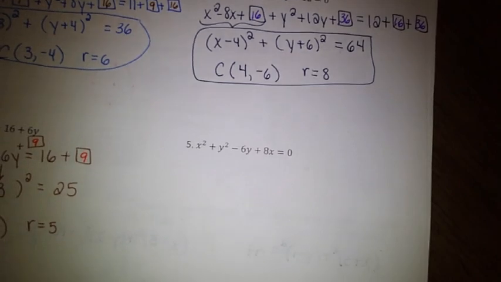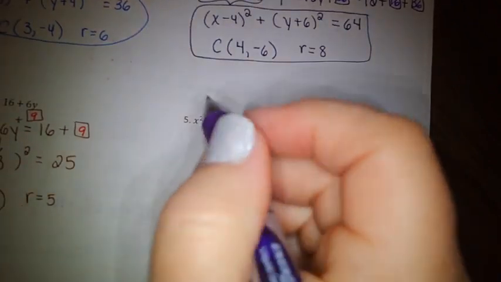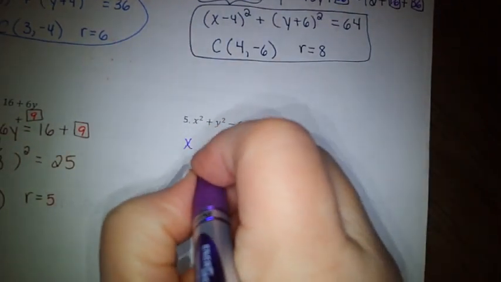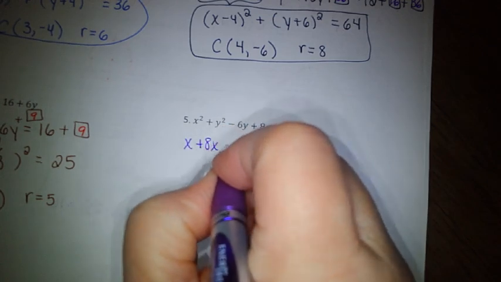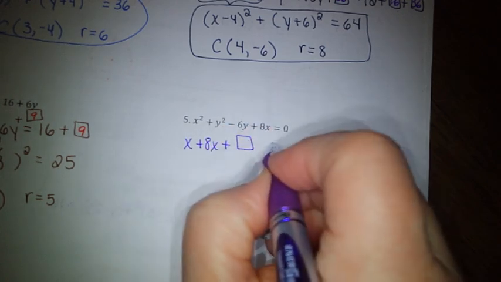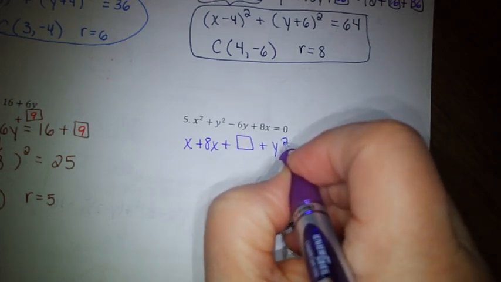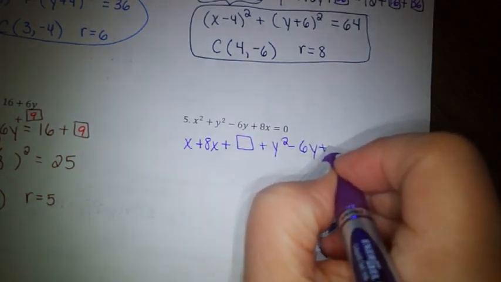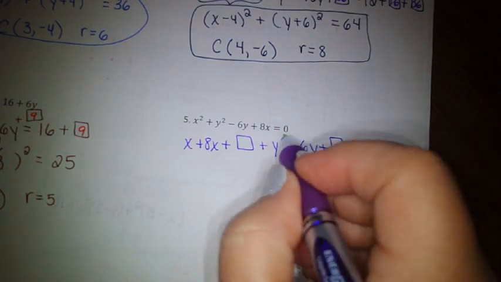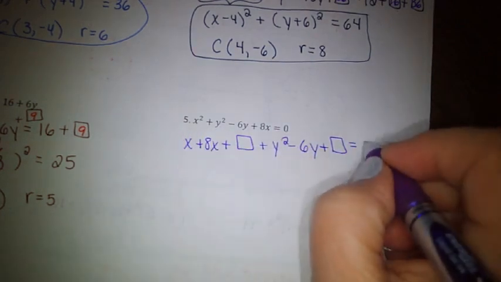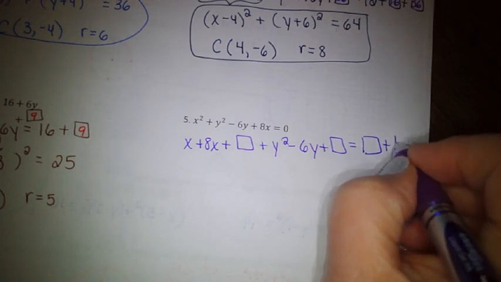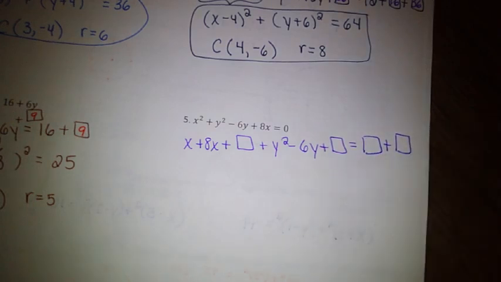Alright, last example. If you're still here to see the last example, x squared plus 8x plus a box. I just grouped my like terms together. Y squared minus 6y plus a box. And there was no constant number, so on the other side I just have 0 plus whatever goes in those boxes. So we've done this several times.